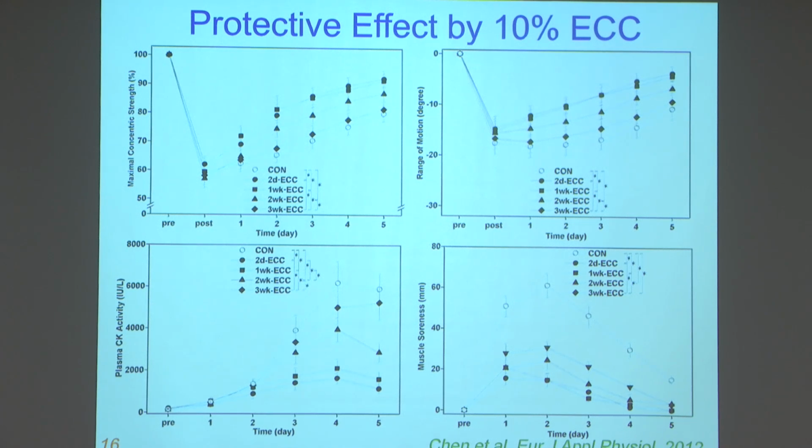For muscle soreness, a little bit different. If you don't perform low intensity eccentric contraction, large soreness occurs. But if you perform very low intensity eccentric contraction prior to maximum eccentric contraction, you can reduce muscle damage, muscle soreness this much, either 2 days before or 1 week, 2 weeks, or 3 weeks. This is also the case for CK activity.